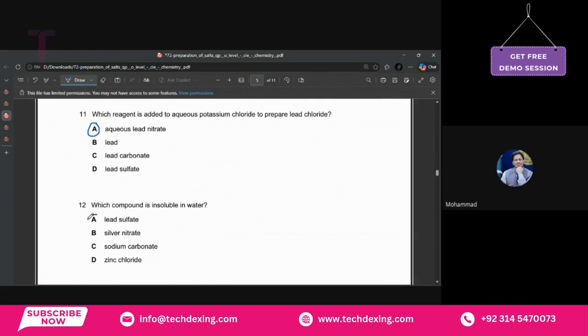Because it's a group 1 metal. Yes, very good. It consists of a group 1 metal. What about zinc chloride? Zinc chloride is soluble. Are all the chlorides soluble? No. What are the exceptions? Silver and lead chloride. Very good, excellent. Silver and lead are the exceptions. Other than this, all the chlorides are soluble.